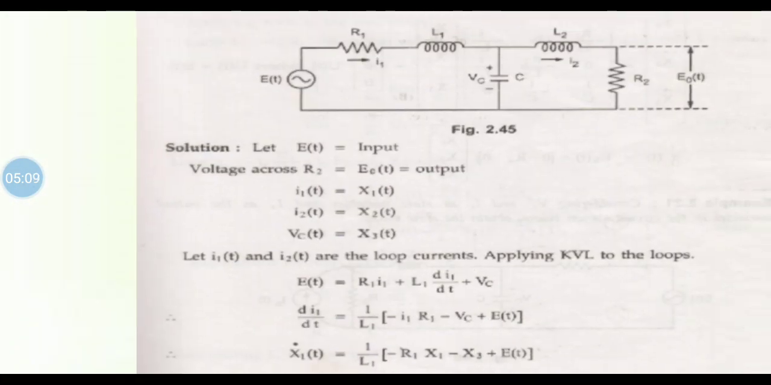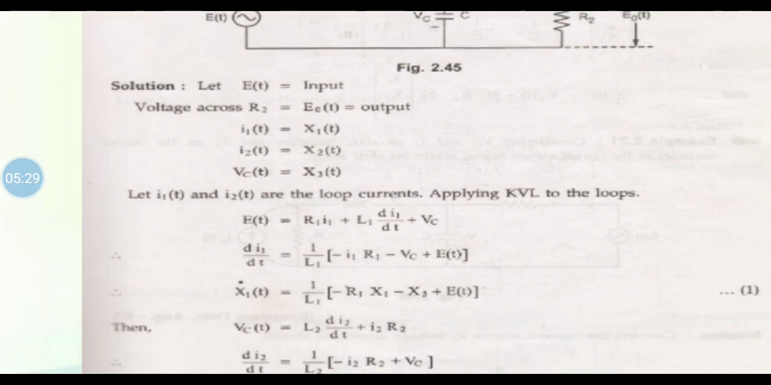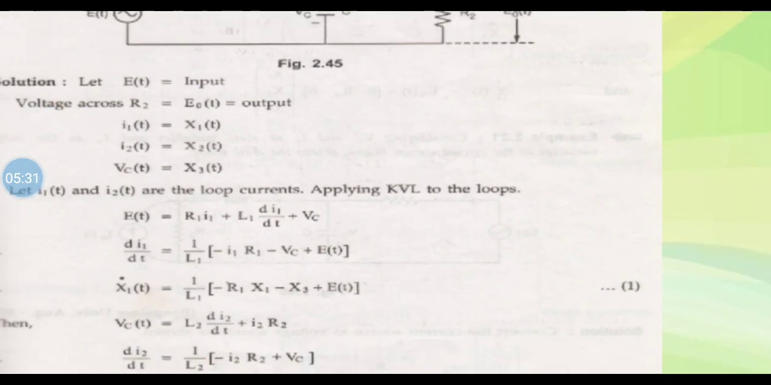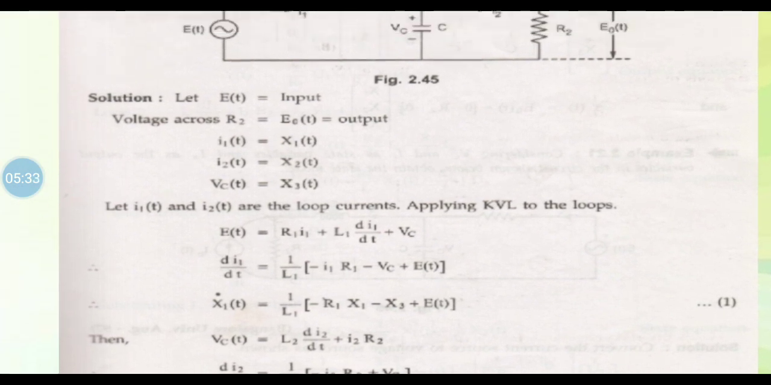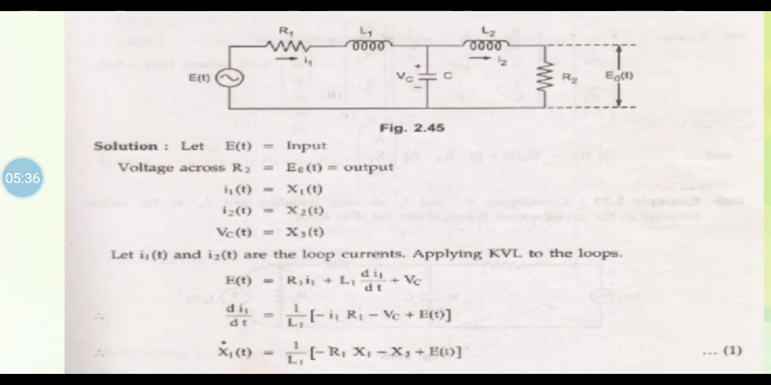So E of t is the input. Then the voltage across R2 is E naught of t, which is the output. I1 of t is equal to x1 of t, I2 of t is equal to x2 of t, and Vc of t, the voltage across the capacitor, is taken as x3 of t. Let I1 of t and I2 of t be the loop currents.